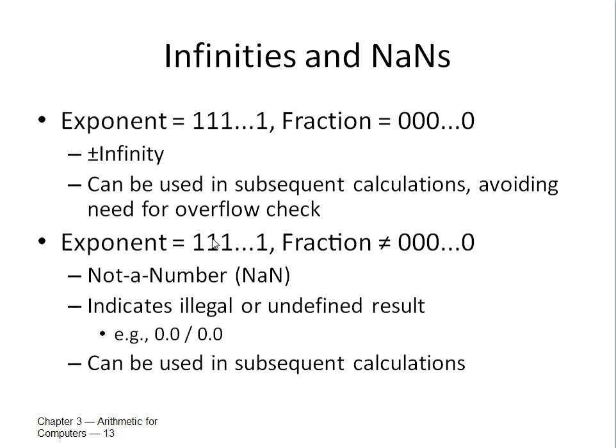Same exact thing happens when the fraction's not 0, it's the not a number code. If you've ever seen those NaNs, it tells you there was some illegal or undefined result. Whatever the fraction is tells you how it got there. And it can be used in subsequent calculations.